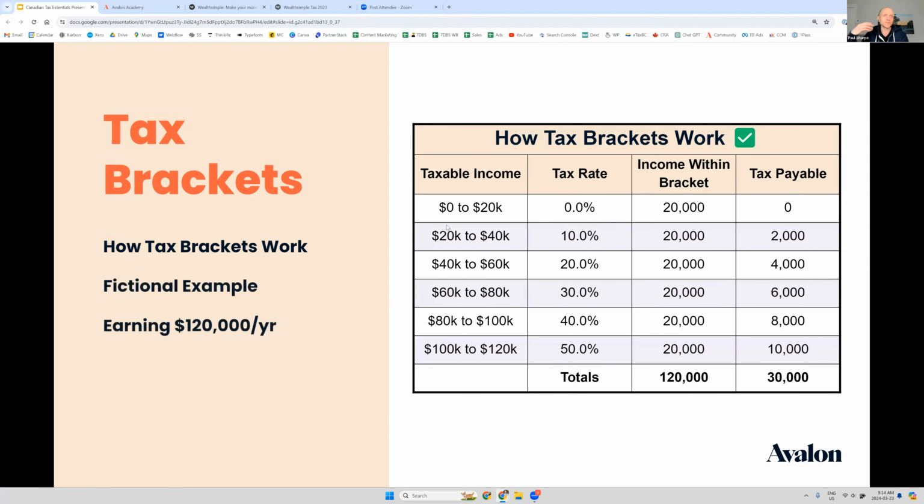If somebody earns $120,000 in income, they're going to pay $0 on the first 20, $2,000 on the next 20, $4,000, $6,000, $8,000. As you can see, the tax rates go up based on the tax brackets. As you earn more income, you're in a higher tax bracket. And again, probably the fifth time I've said this is fictional. Tax brackets are a lot crazier. It's $0 to $12,392 and you pay 0%, and they go up, and there's a lot of them. That's why I did the fictional version. And there are our totals: $120,000 in income and $30,000 in tax based on all of those tax brackets.